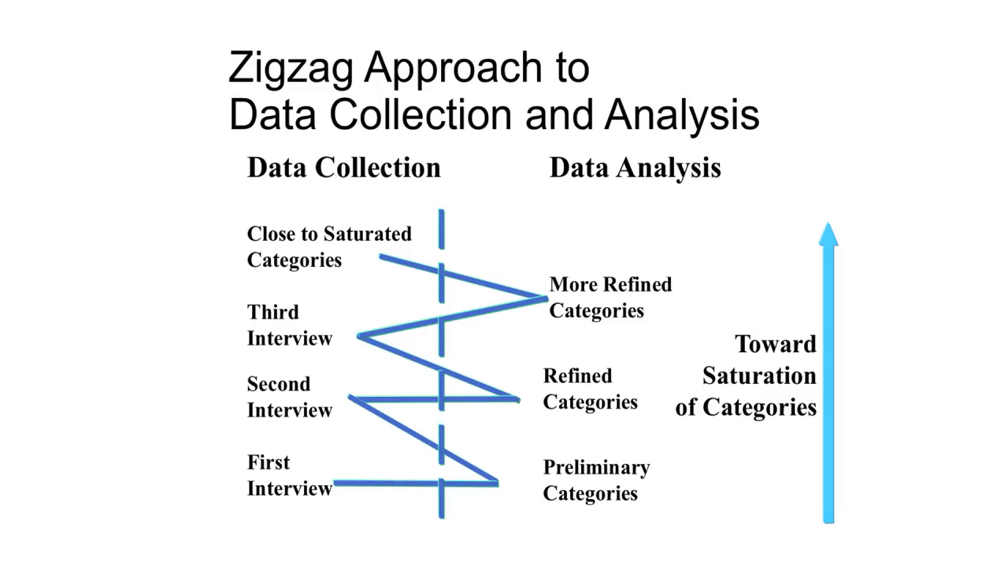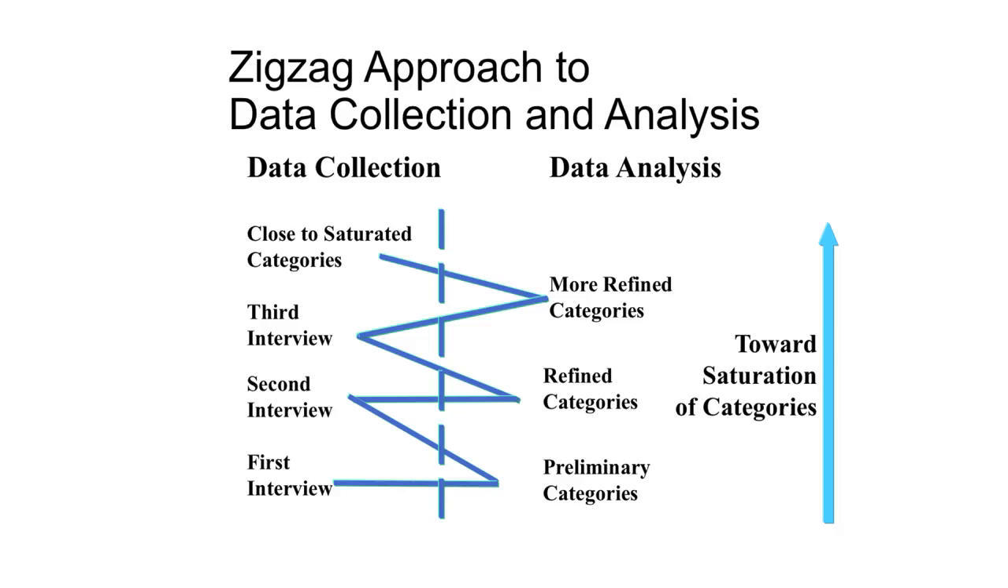Another notable characteristic of grounded theory design is the zigzag approach to data collection and analysis. The idea is that you are going back and forth between your data collection and your category development until you get to the point where you realize you have gotten as much information as you can. And that point is called saturation.